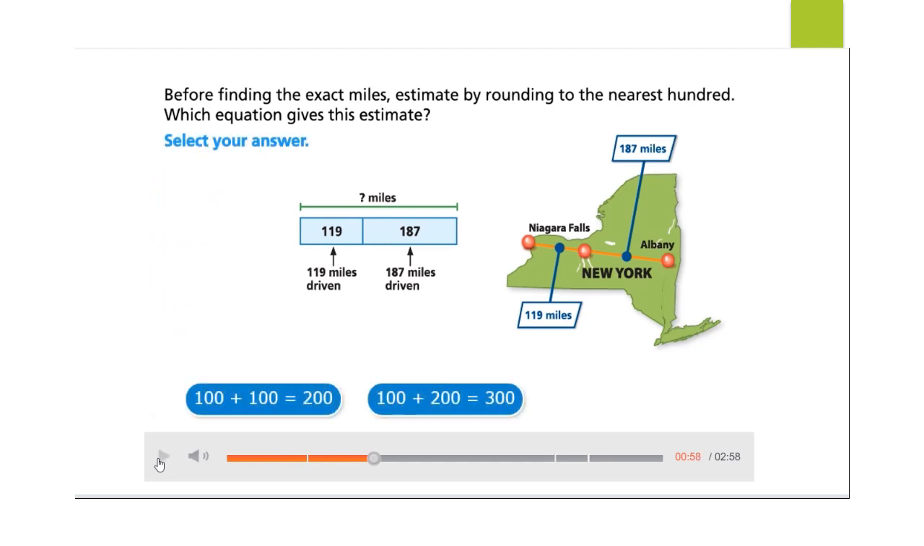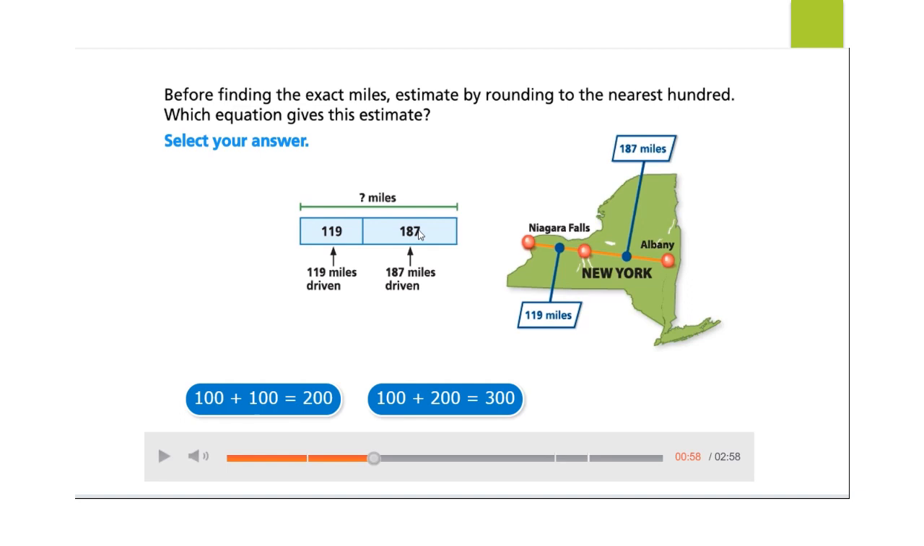Select your answer. So the addends we're working with are 119 and 187. So we're looking to see which of these equations shows the right estimate for both addends. 119, rounded to the nearest hundred, is 100. Both of these choices have 100 listed. 187, rounded to the nearest hundred. Is that closer to 100 or to 200? It's closer to 200, right?